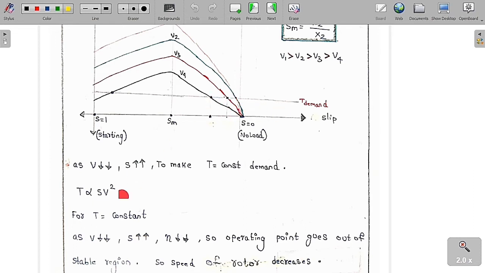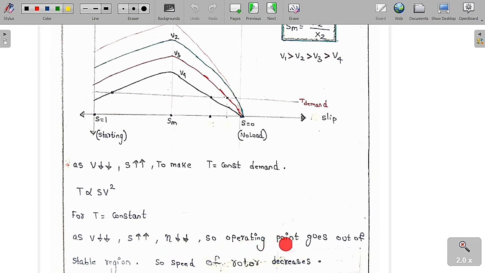So torque is directly proportional to S into V square. For torque to be constant, as the voltage decreases, S must increase to keep the torque constant. As the slip increases, the rotor speed decreases, and you can say that rotor copper loss is equal to S into rotor input. As S increases, rotor copper loss increases, so efficiency decreases.